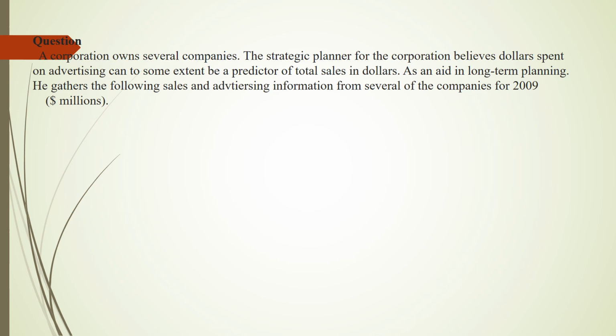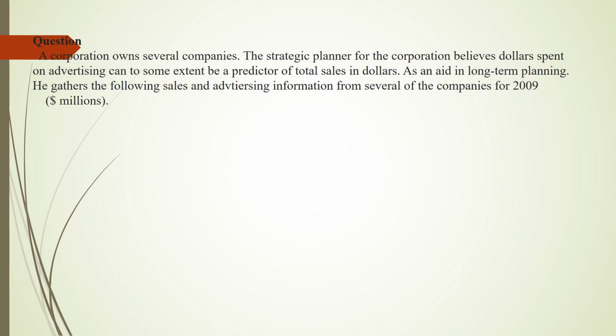Now in this example, a corporation owns several companies. The strategic planner for the corporation believes dollars spent on advertising can to some extent be a predictor of total sales in dollars. Now in the year 2009, they want to see whether there is a relationship between advertising and sale.